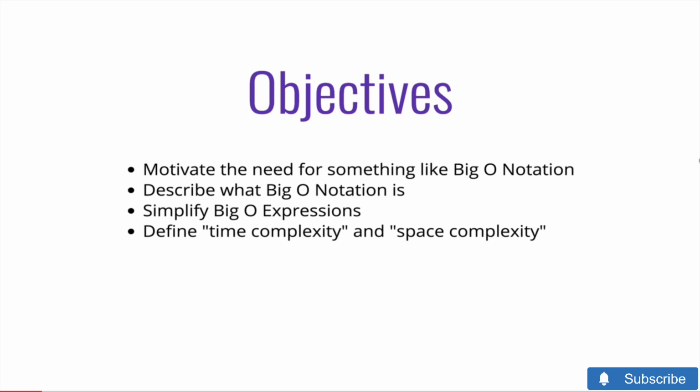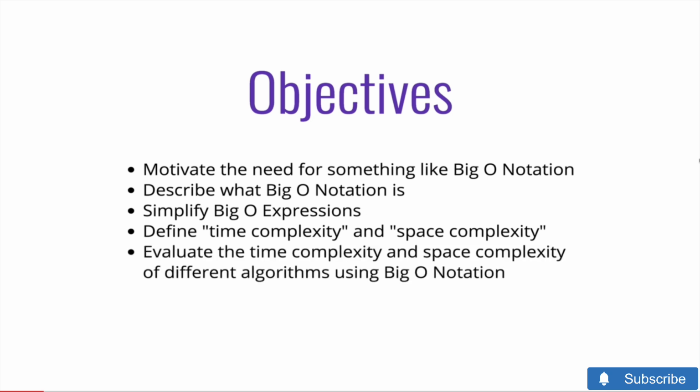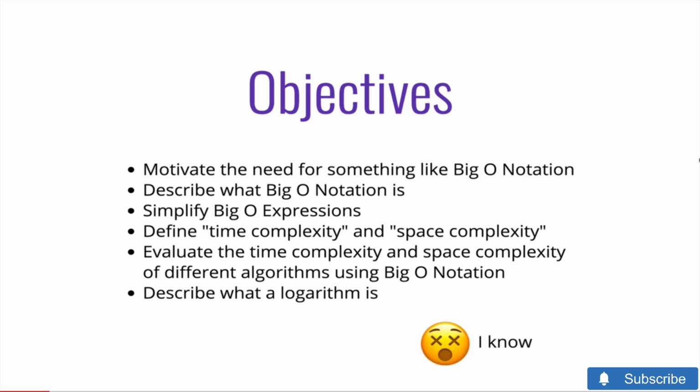We'll define time complexity and space complexity. We'll evaluate time complexity and space complexity of different algorithms using Big O notation. And then we'll describe what a logarithm is, a bit of math at the end there. So I know it's a lot, but we're going to start with this first bullet point. Motivate the need for something like Big O notation.